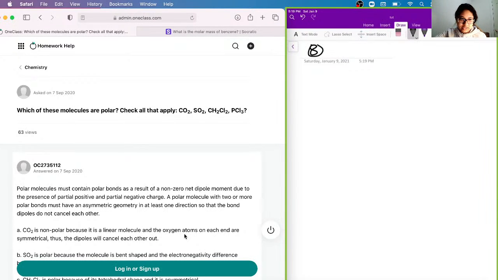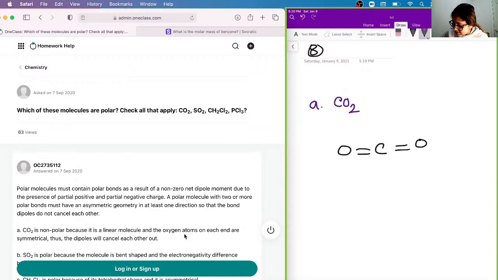Okay, so our next question says, which of these molecules are polar? Check all that apply. So we know that polar molecules must contain polar bonds as a result of a non-zero net dipole moment due to their partial positive and negative charges. And so a polar molecule with two or more polar bonds must have an asymmetric geometry, where the bonds don't cancel out the dipoles. So in the first case, let's say A, we have CO2, carbon dioxide.